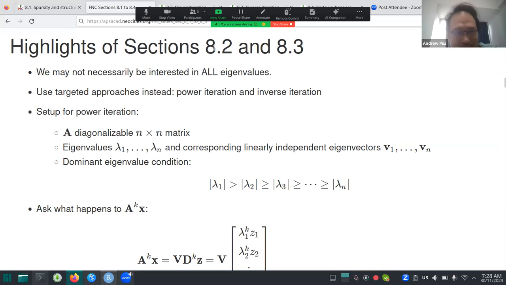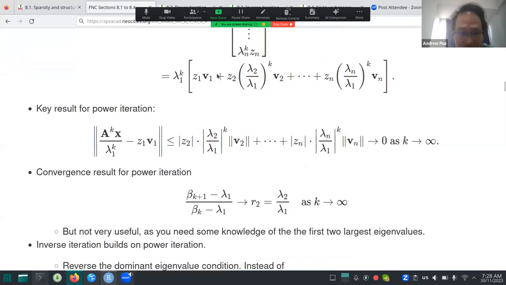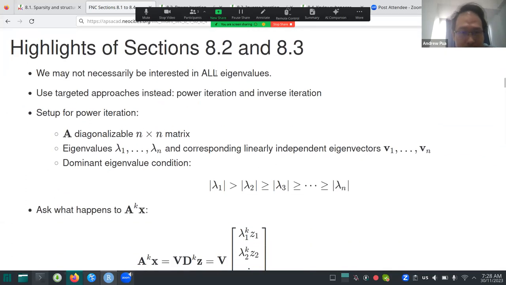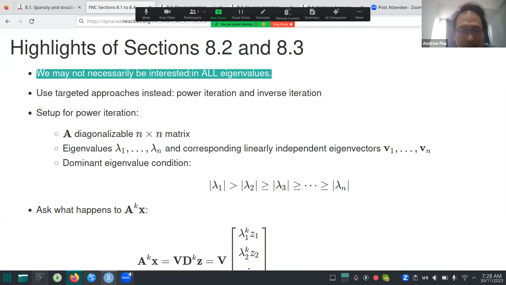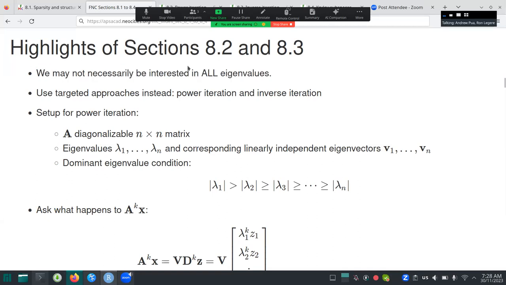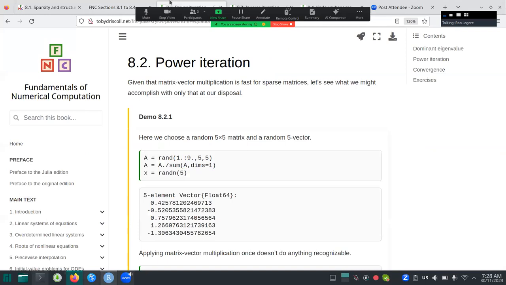So let me move on to 8.2 and 8.3. I combined the two because both of them are about finding eigenvalues in a targeted way. So again, the main point is that we may not be... Oh, I hate to interrupt you. He did mention that. He has an example: find the five closest in value to one in the complex plane via sigma equals one. That doesn't really help us, but that's what it does.